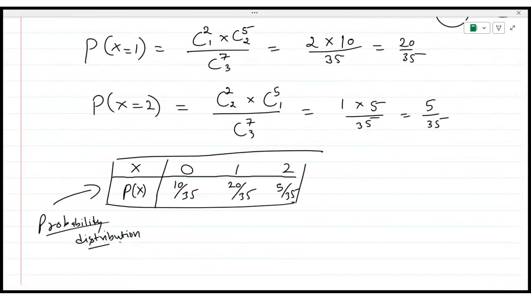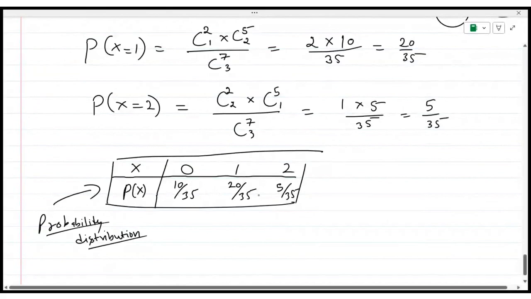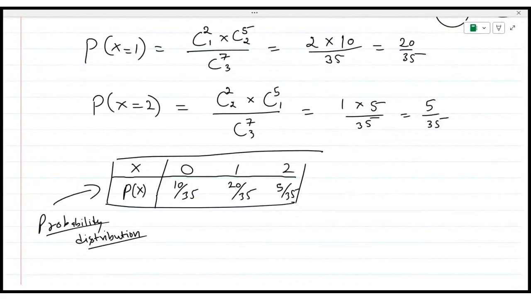If you can check your answer, you know that the sum of all probabilities should be 1. Yesterday I have told you. So you can check whether the sum of all the probabilities is 1 or not. So 10 plus 20, 30, 30 plus 5, 35. 35 by 35 is 1. So this is correct. Okay.